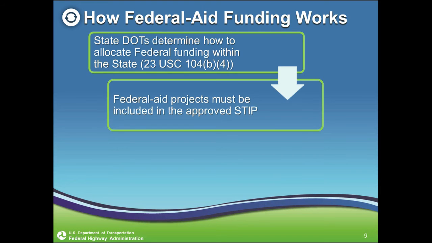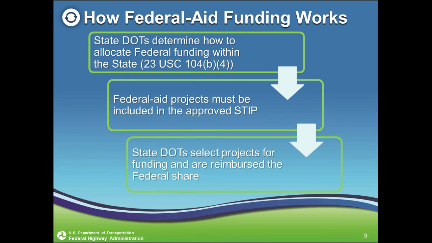Projects must be proposed, selected, and programmed through the statewide or metropolitan planning and programming process, which varies by state and region. Selected projects are incorporated into the Metropolitan Transportation Plan and TIP where applicable, and STIP. All federal aid highway projects must be included in the approved STIP to be eligible for funding. Upon approval of the STIP, projects may be selected by the state DOT for funding.